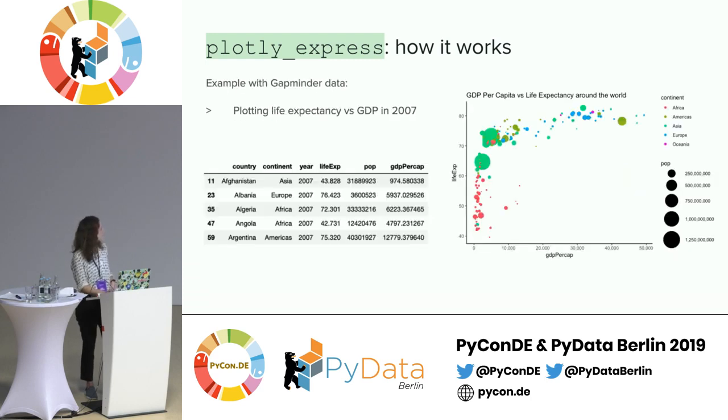So let's go through this example. Here we're going to talk about the Gapminder data. The Gapminder Foundation collects data about different socioeconomic indicators in different countries around the world. And here we're going to talk specifically about GDP per capita versus life expectancy in 2007. This is a nice example because there are multiple dimensions that can be mapped to different features of the plot, and we'll see how that goes in Plotly Express.